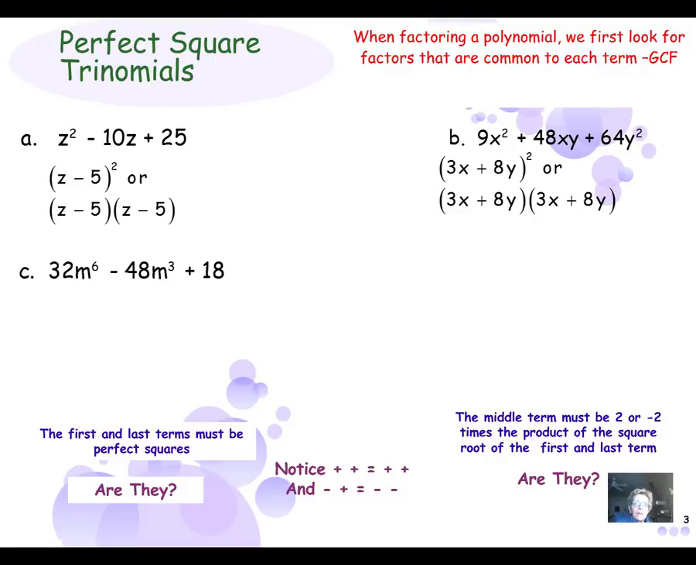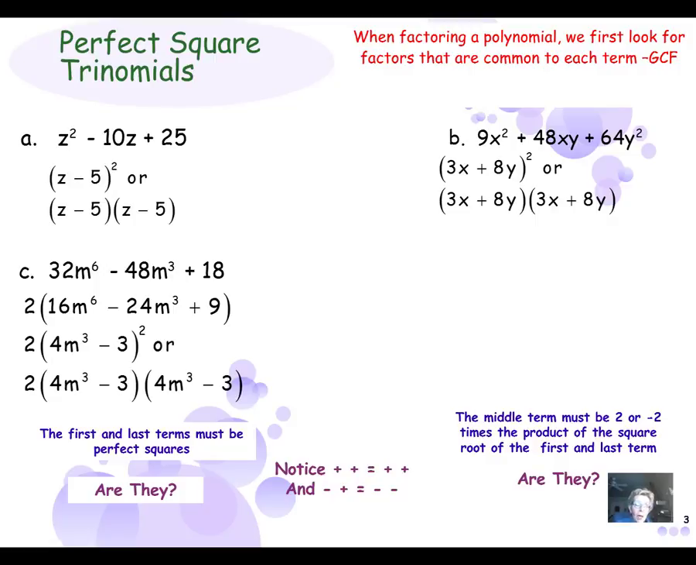Letter C. Now I'm looking at the 32, and that's not a perfect square, so maybe I have a GCF. And that is the case, so I'm going to factor that out, and it's 2. Now I have a perfect square binomial, 16m to the sixth minus 24m to the third plus 9. I can refactor that, bring my 2 along down into the factors, and I have 2 times the quantity of 4m cubed minus 3, quantity squared.